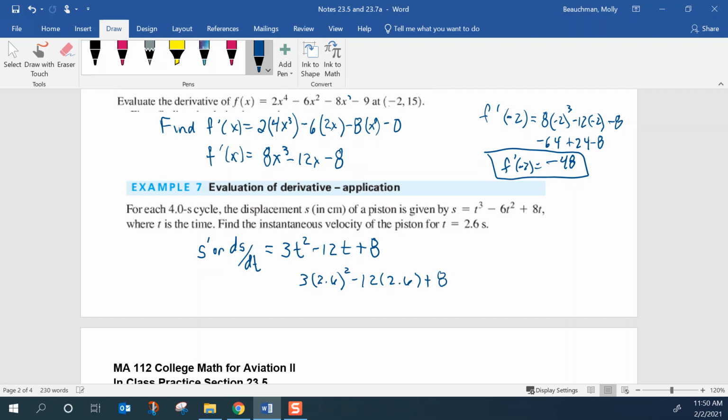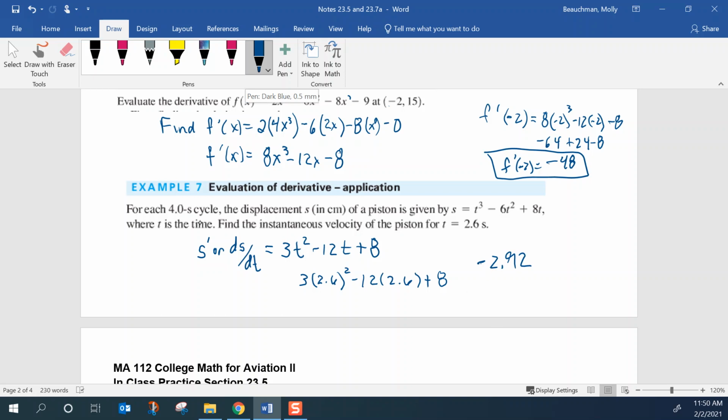So I'm going to go ahead and throw that in the calculator, get an answer, and then I want to make sure that we can label our answer. So I'm going to put 3 times 2.6 squared minus 12 times 2.6 plus 8, and I end up with -2.92. So that tells us that the piston is traveling downward because it's negative, and now we need to label our answer.